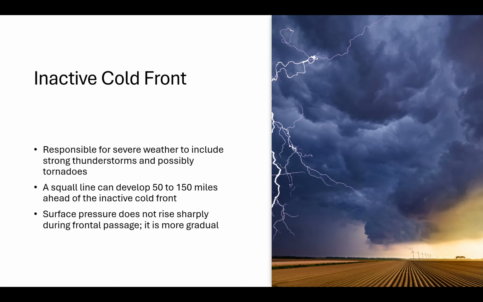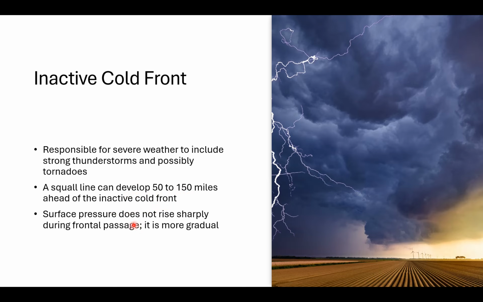Inactive cold fronts are responsible for severe weather, to include strong thunderstorms. If you get a really, really warm, moist, and unstable air mass, you're going to get tornadoes ahead of these inactive cold fronts. A squall line, that's that distinct line of thunderstorms, can develop 50 to 150 miles ahead of the inactive cold front.